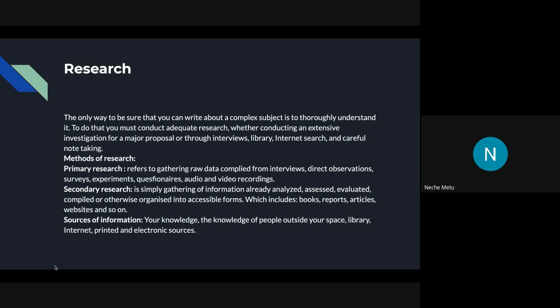So we could look at some of the sources of information. We know our own knowledge and that of our colleagues, the knowledge of people outside our workspace, our internet sources, library sources, printed and electronic sources in the workspace. So there are a lot of sources of information.